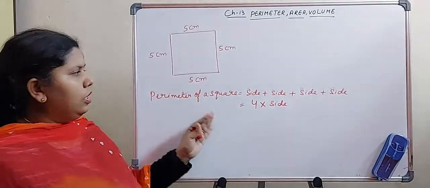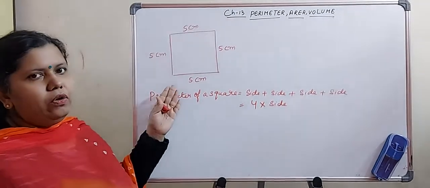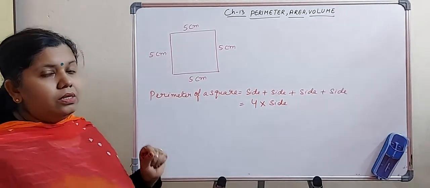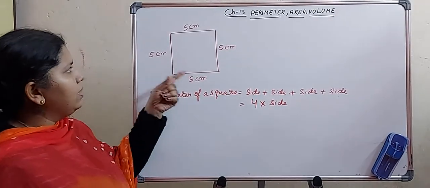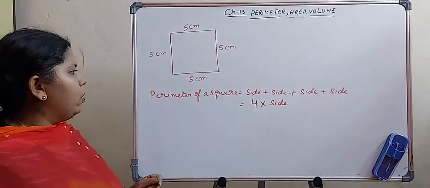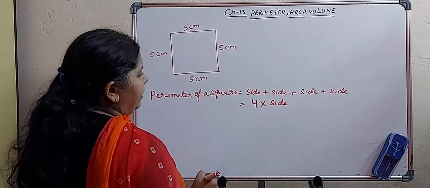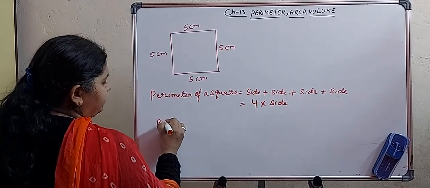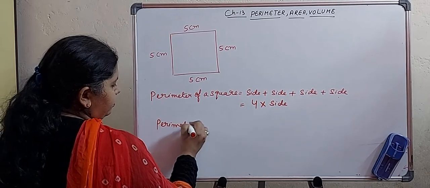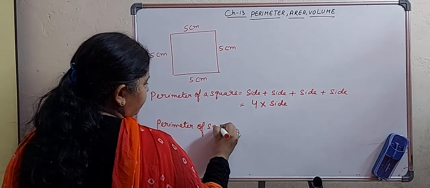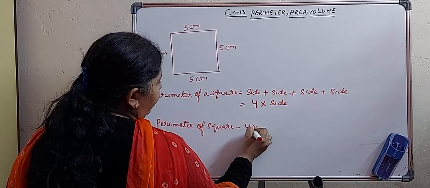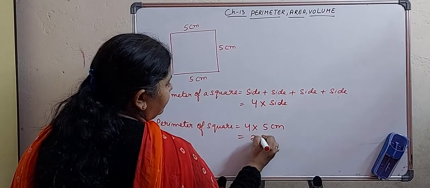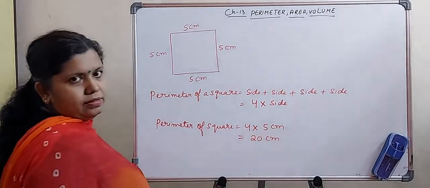So simple. If we know any one side of the square, its perimeter is 4 into that side, because a square is a figure where all the sides are equal. So you can find out the perimeter of this square. Okay, so perimeter of this square is equal to 4 into side. Side is 5 centimeter. So that is equal to 4 5s are 20 centimeter is your answer.